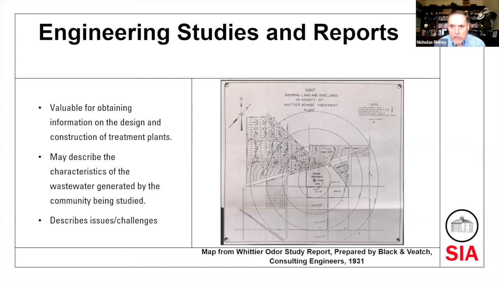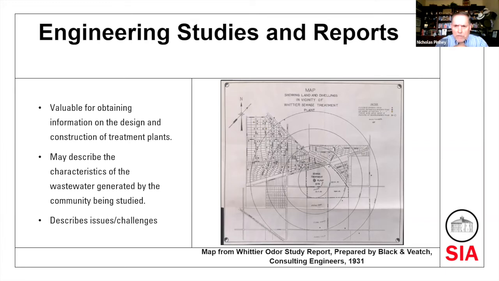The themes of residential growth impacts and odor control are consistent and ongoing from the 1920s to the 1940s in the Whittier sewage treatment plant's history. I was fortunate to actually be able to obtain a copy of Black & Veatch's report prepared in 1931, and it really describes an extensive odor study that was done, and then it provides recommendations for treatment improvements that were made in the 1933 to 36 period of time.